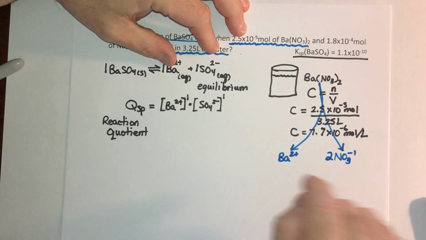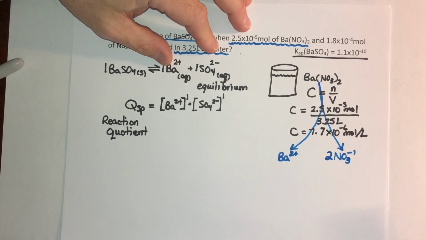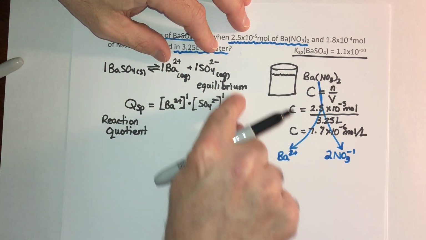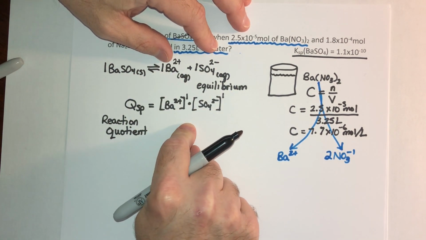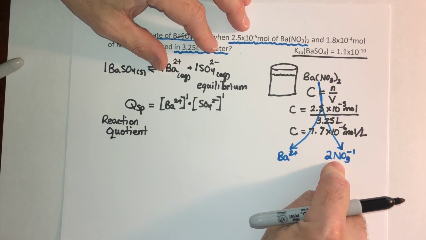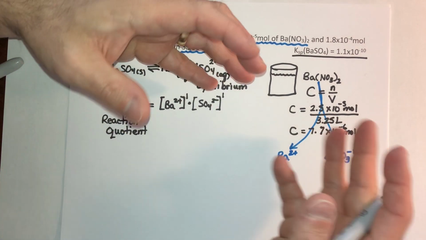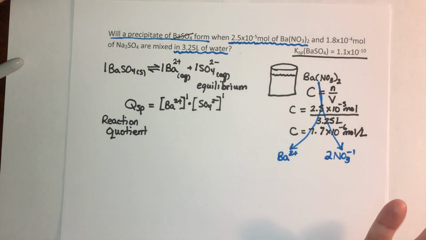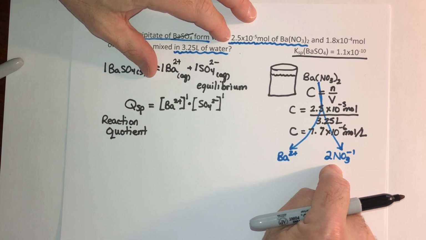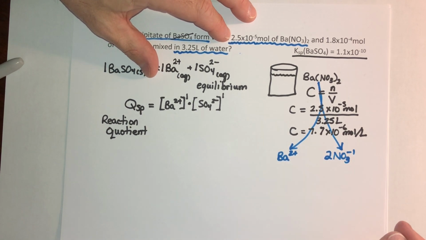Now, even though it's split up to give me barium and nitrate, is the nitrate important? Do you see the nitrate over here in my main equation? No. So the nitrate, even though I have some, is not really important. It's like it's sitting there in the beaker just kind of watching what's happening, but it's not actually getting involved, right? This would be a spectator ion. It's just watching. The barium is the important piece.